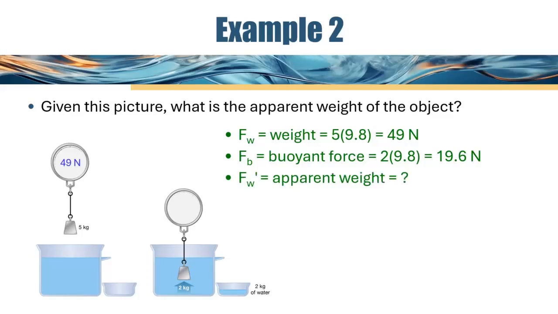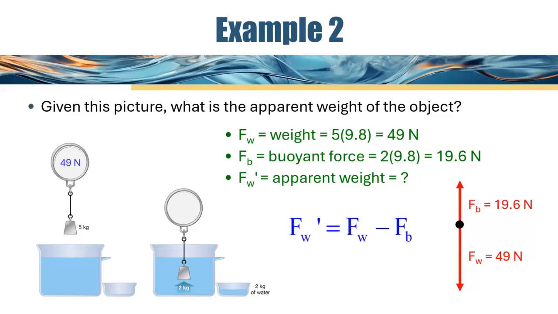So then the question is, what is the apparent weight over here when I am hanging this from the spring scale? So we can figure this out by drawing a free body diagram. And we have a weight of 49 newtons going down. We have a buoyant force of 19.6 newtons going up. So the apparent force is going to be the net force. So I'm going to take 49 minus 19.6, and I come up with an apparent weight of 29.4 newtons, which you can see is correct. So we have done that all conceptually just by understanding the definitions of those vocab words.